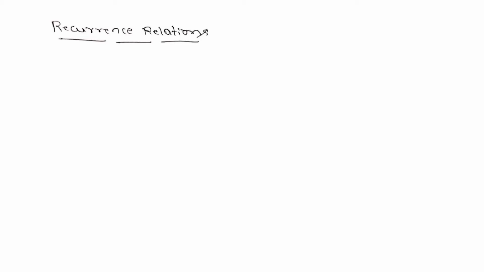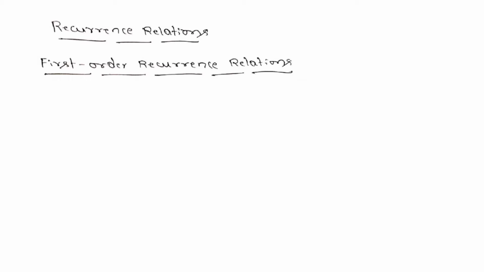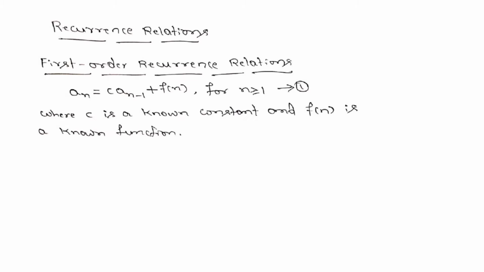Recurrence relations. In that, let us see first order recurrence relations. First order recurrence relation will be of this form, that is a_n is equal to c into a_(n-1) plus f of n.